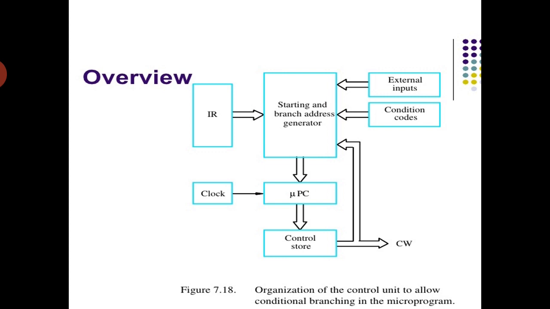In order to allow implementation of a conditional branch, the input to this block must provide a conditional branch. So for the implementation of a conditional branch, inputs to this block consist of external inputs and conditional codes, as well as the content of the instruction register.